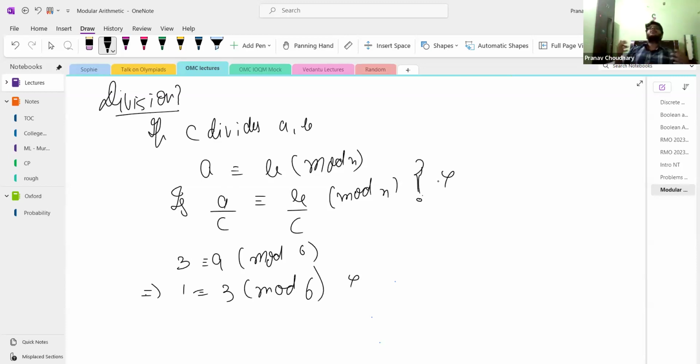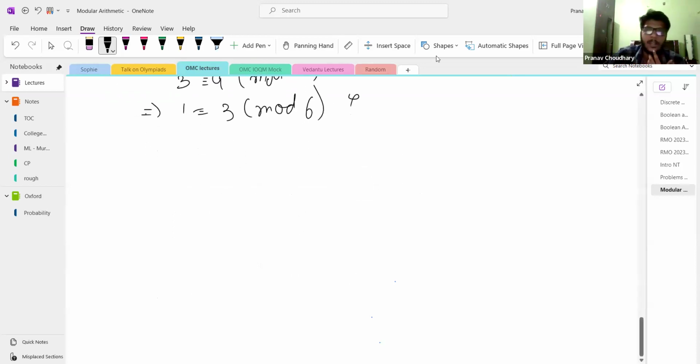But see, I'm able to add stuff. I'm able to multiply stuff. I should also be able to divide, right? That would make my life much easier. So how do we divide in modular congruences? I define this thing called an inverse. For now we'll just take primes. We'll deal with mod p, where p is prime.